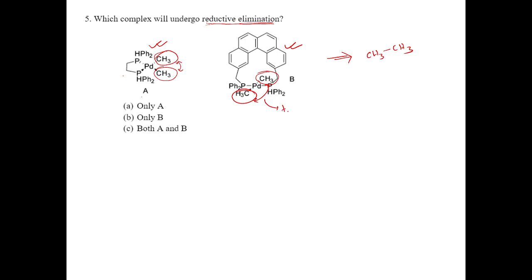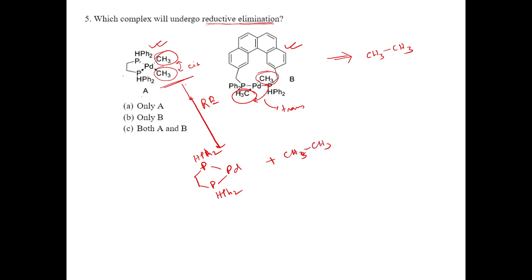This is actually trans and this is cis to each other, so it can undergo this reductive elimination. After reductive elimination it can form, and at the same time it will form ethane.